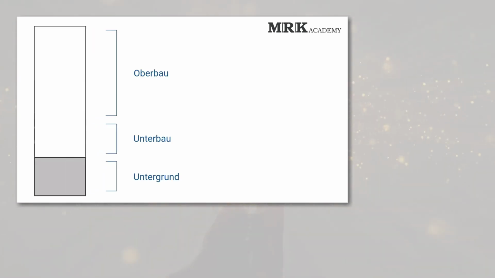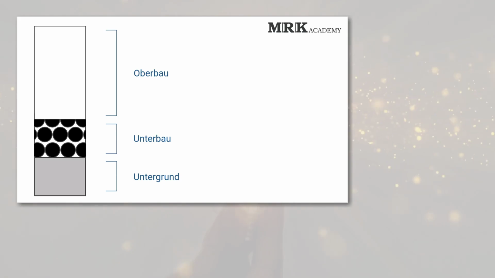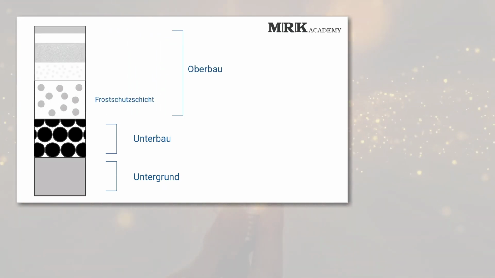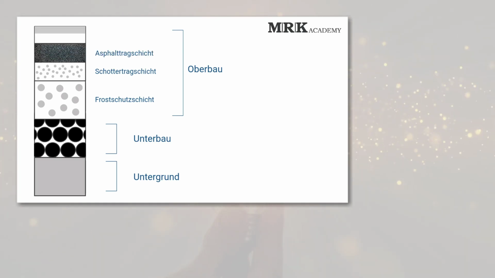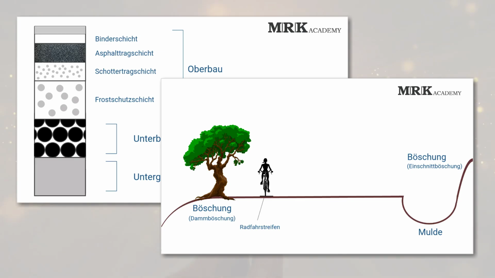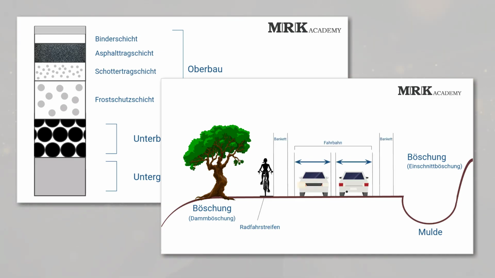For more complex topics, I use animations to clearly illustrate processes, relationships, and technical terms. In these videos, for example, I explain the typical layer structure of roads, the components of the upper and lower roadbed, or terms such as Radvaarstreifen, Farbahn, Banket, and Boschung. These animations help to quickly convey complex concepts and provide greater clarity, especially for technical or administrative content.